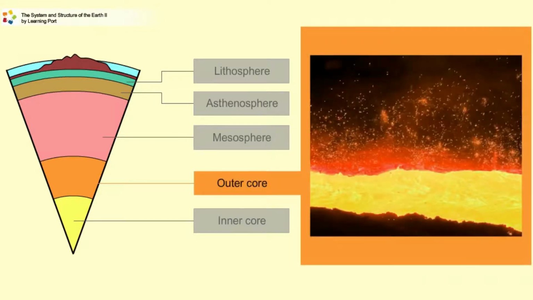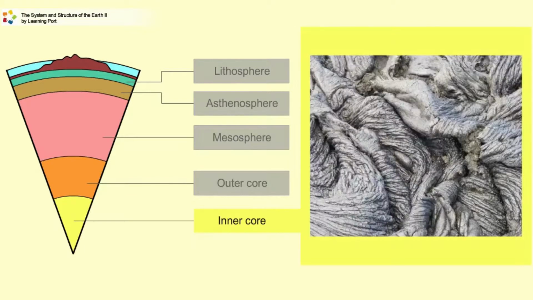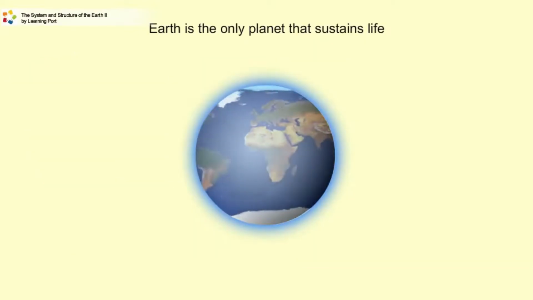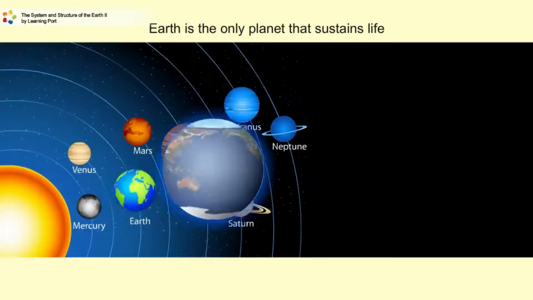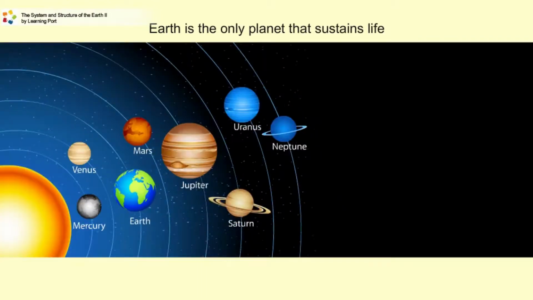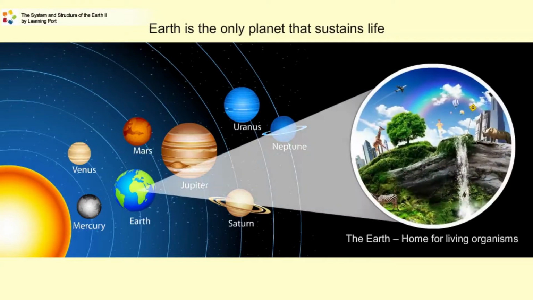The outer core has higher temperatures, which melt the materials into a molten liquid state. The inner core has high pressures that change the liquid core to a solid state. Those are the wonders beyond the Earth's surface which are part of this planet that we live on. Of all the planets in our solar system, only Earth is able to sustain life.